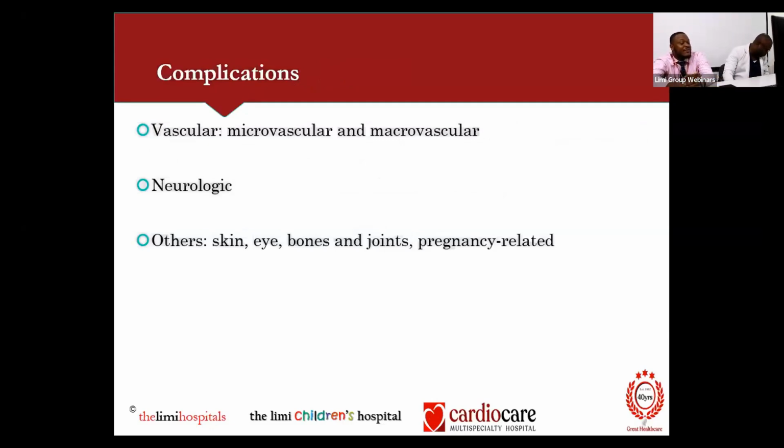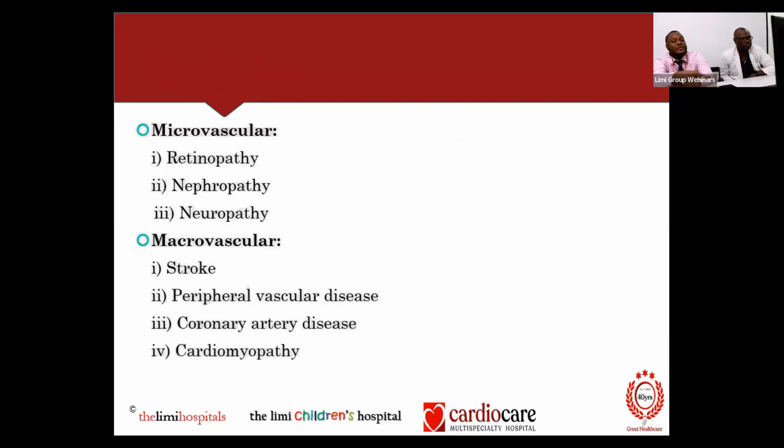So we start about the vascular complications. Vascular complications can be microvascular, affecting the small vessels of the body, or they could be macrovascular, affecting the large vessels of the body. Then we also talk about the neurologic complications. Then other things that could be affected could be skin, eye, bone, joints, or pregnancy related. So like I've been saying, diabetes is a multi-systemic illness. It can affect everywhere in the body.